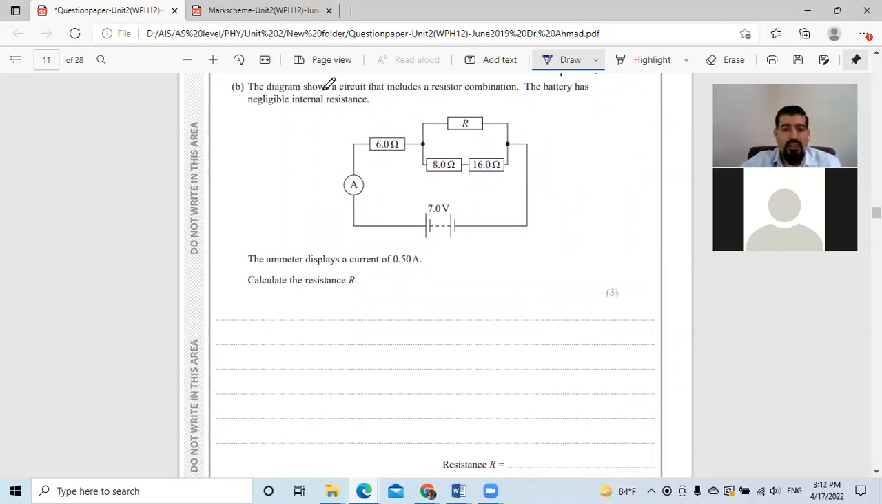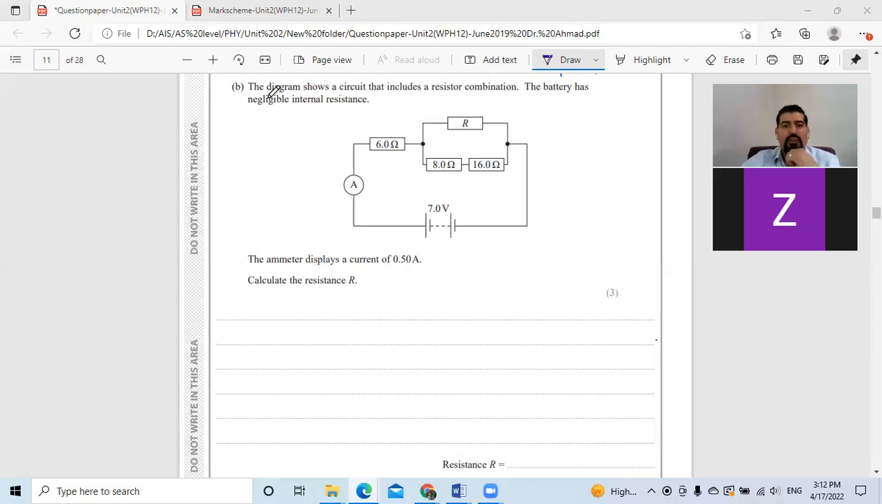The diagram shows a circuit that includes the resistor combination. Ala, if you please put yourself on mute. Thank you. If you please mute yourself, Ala. Okay, thank you, Ala.